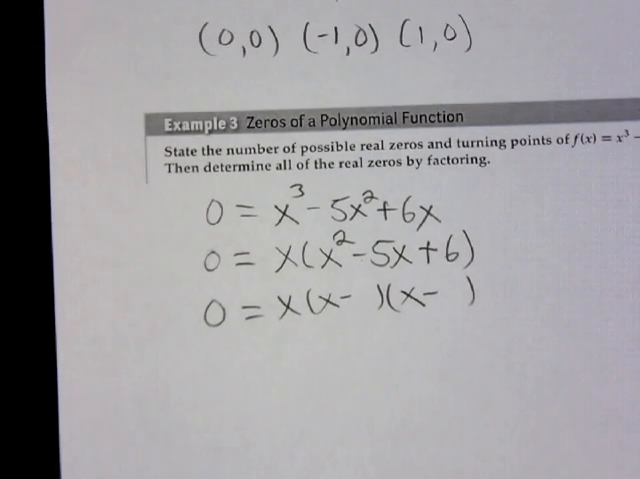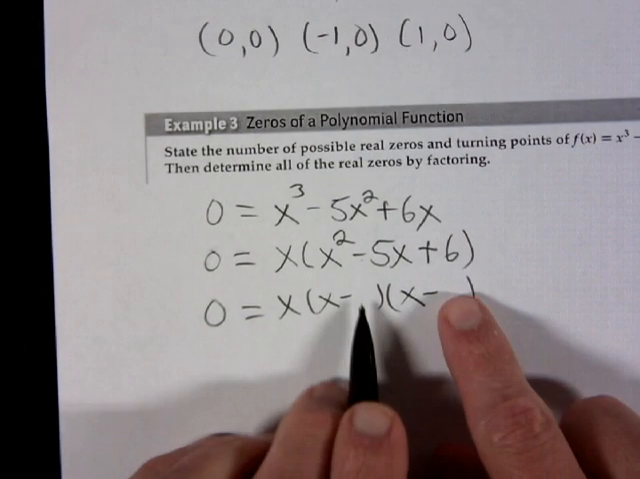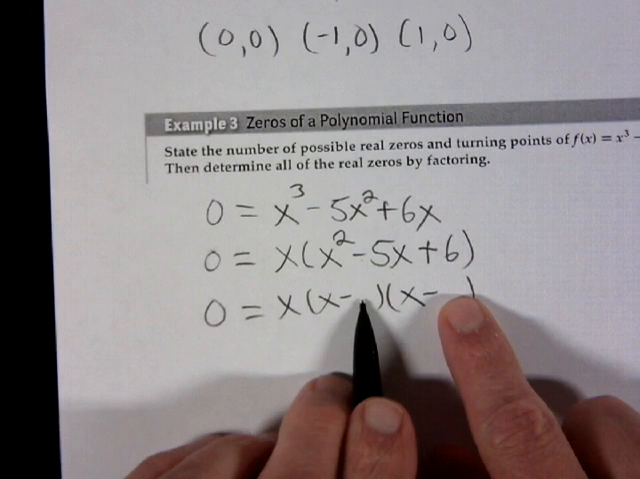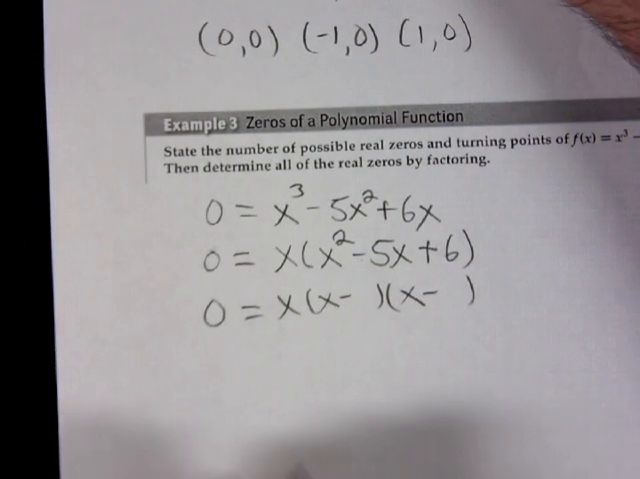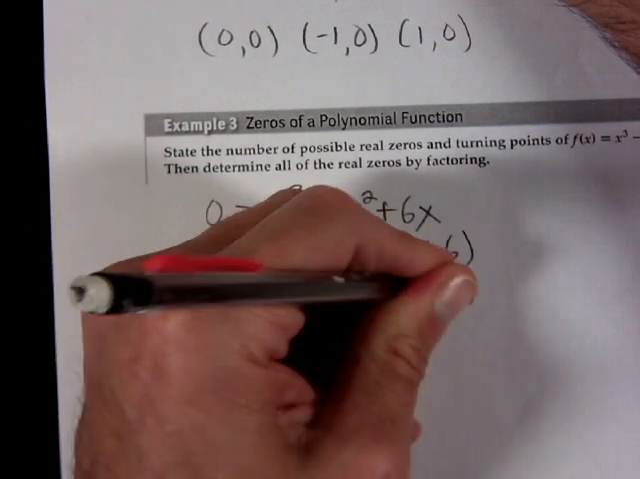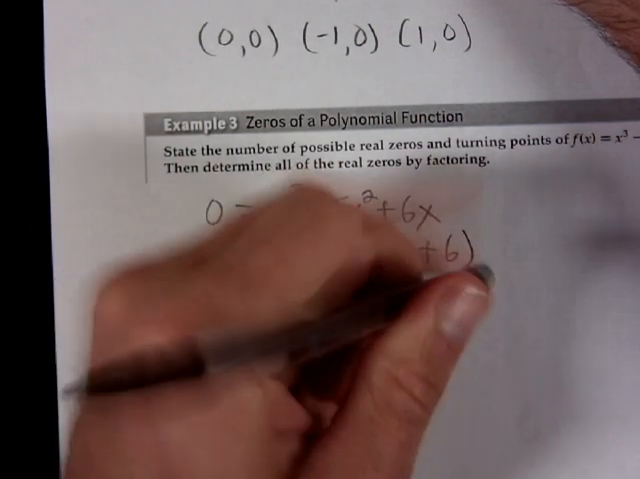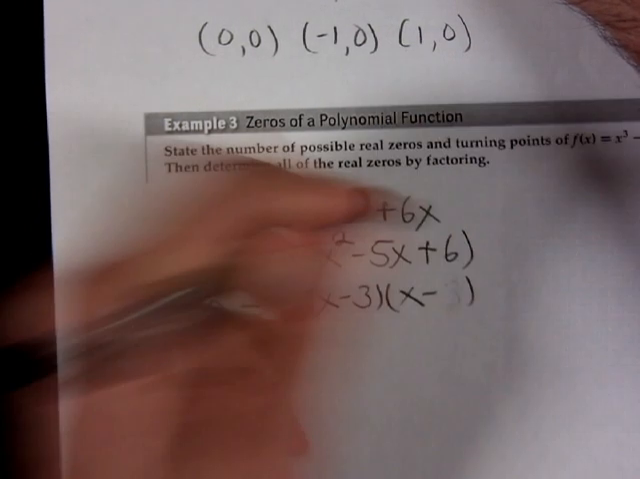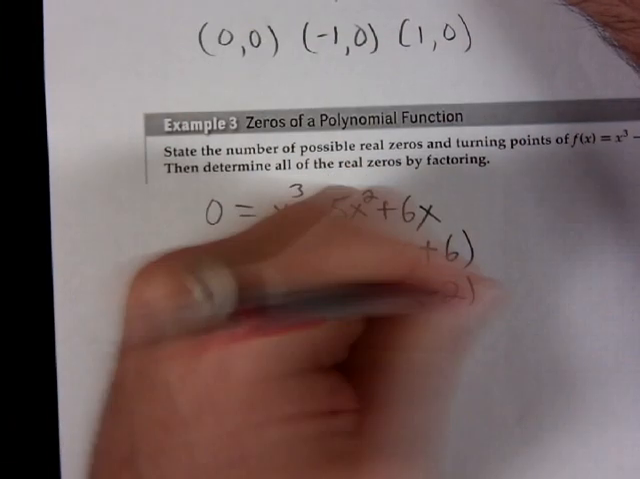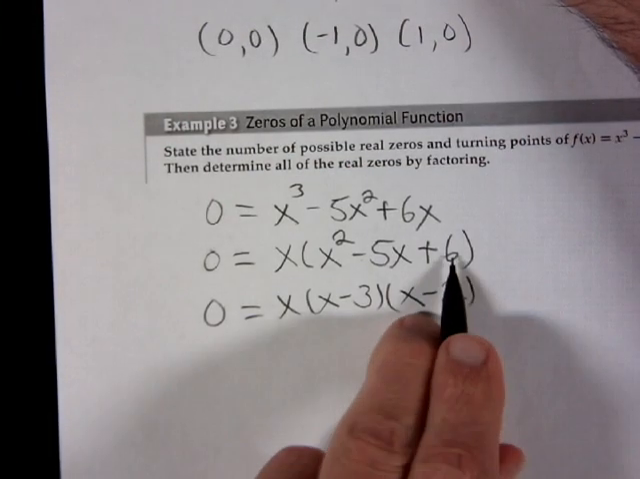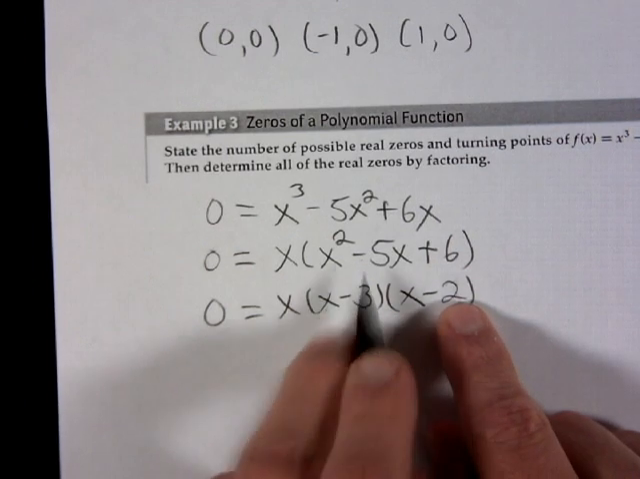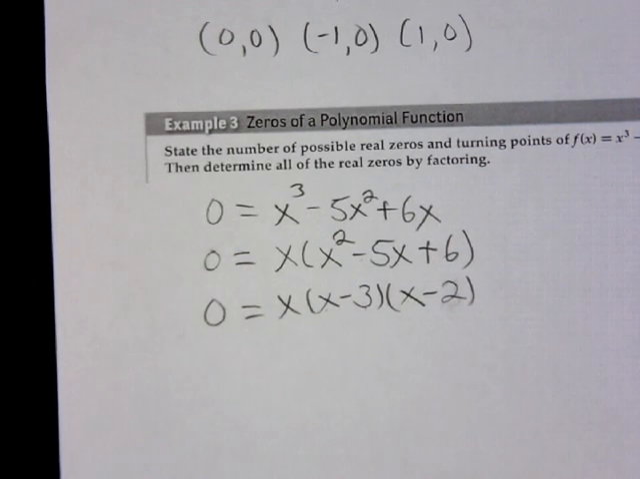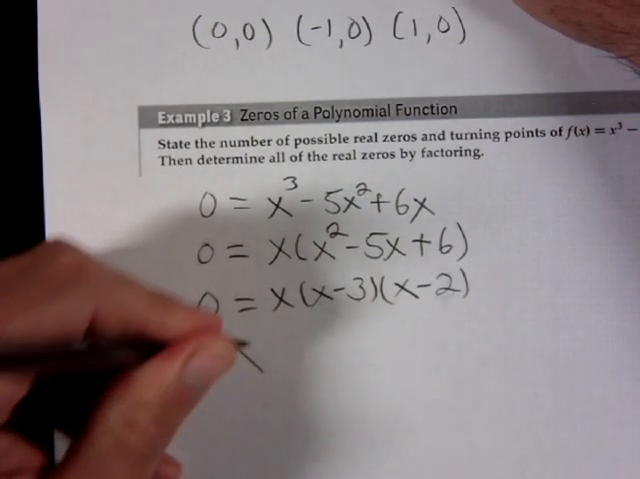Now, I'm looking for 2 numbers that multiply together to get 6, but at the same time, they combine together to get -5. Those 2 such numbers would be 3 and 2. Oh, whoop, 3 and 2 is what I need, right? All right, so -3 times -2 is +6, and -3x and -2x is -5x in the middle, so we factored it correctly. Now we can get our zeros.